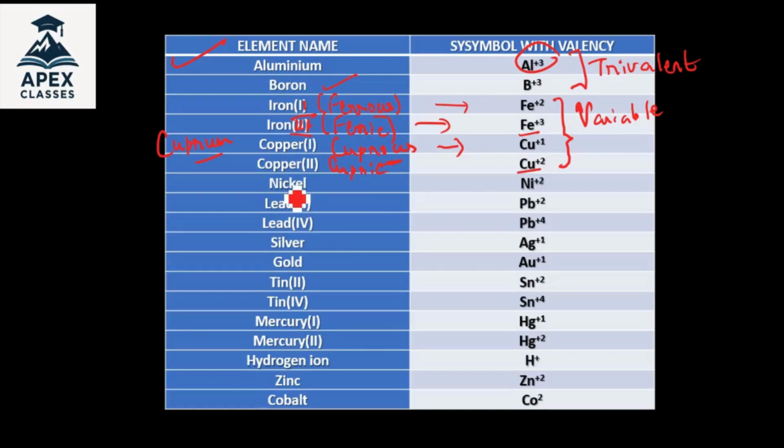Okay? Now come nickel. Nickel will be plus 2. It doesn't show any variable valency. Actually it does show, but it is beyond your syllabus. So let's stick to our syllabus. So lead 2, lead 4. Lead 2 is Pb plus 2. Plumbous, plumbic. Okay? Stannous, stannic. So Pb plus 2 and Pb plus 4. Next, silver argentum, Ag plus 1, and gold aurum, Au plus 1. You remember this, Au plus 1 and Ag plus 1.